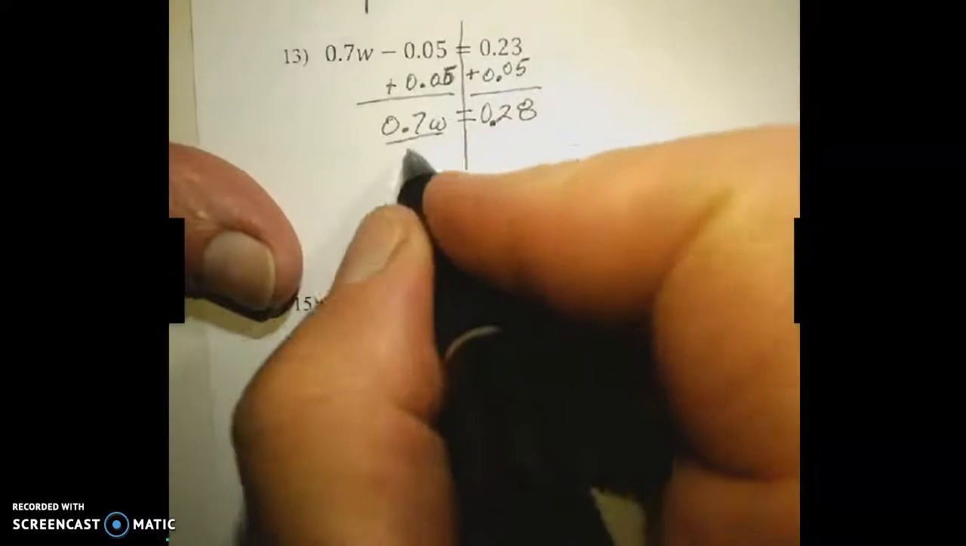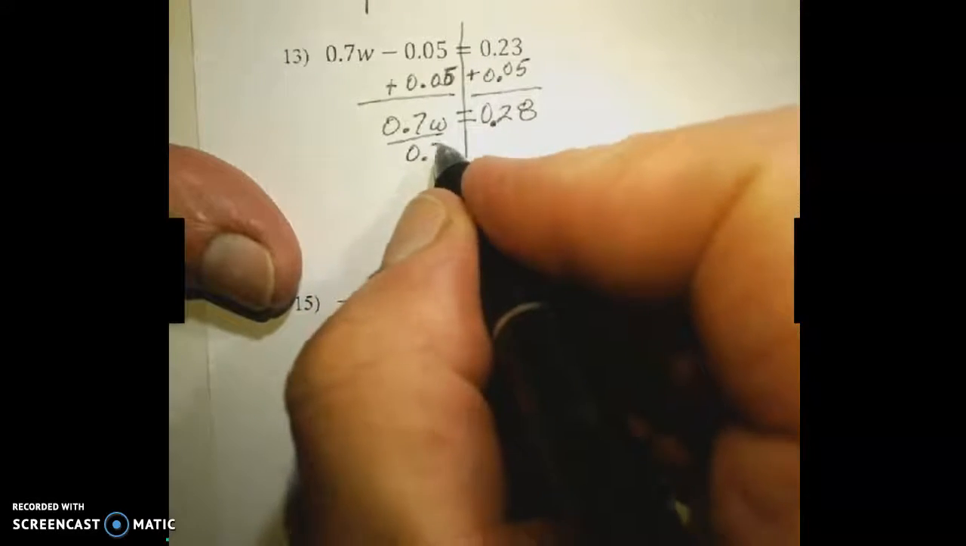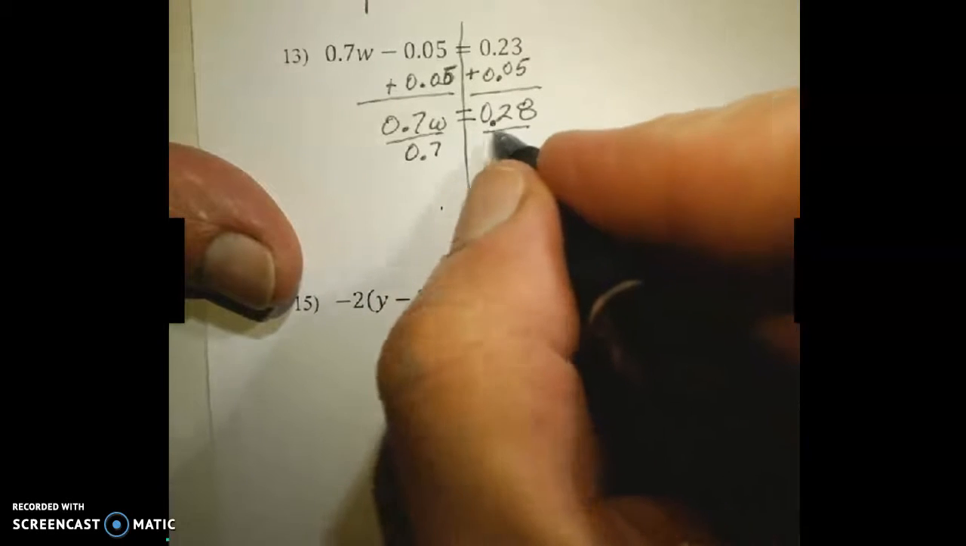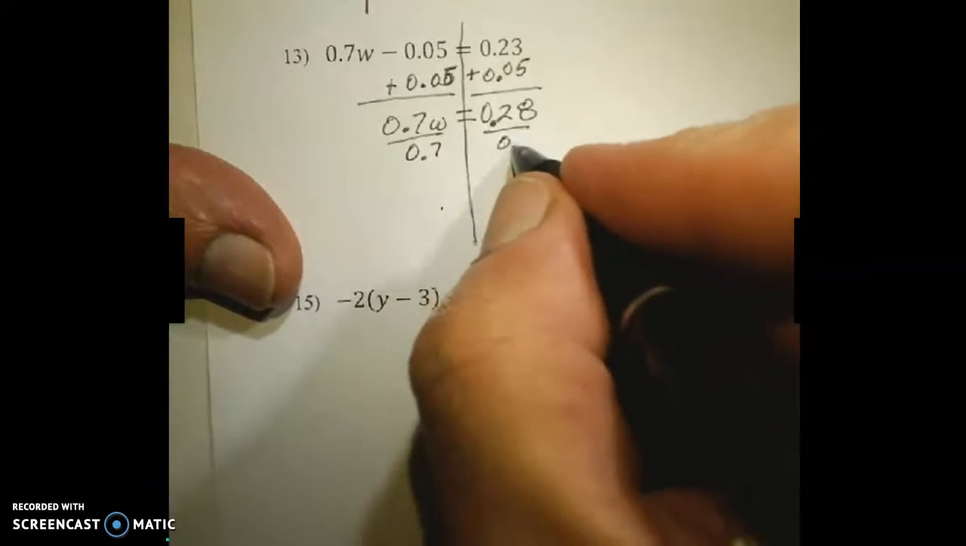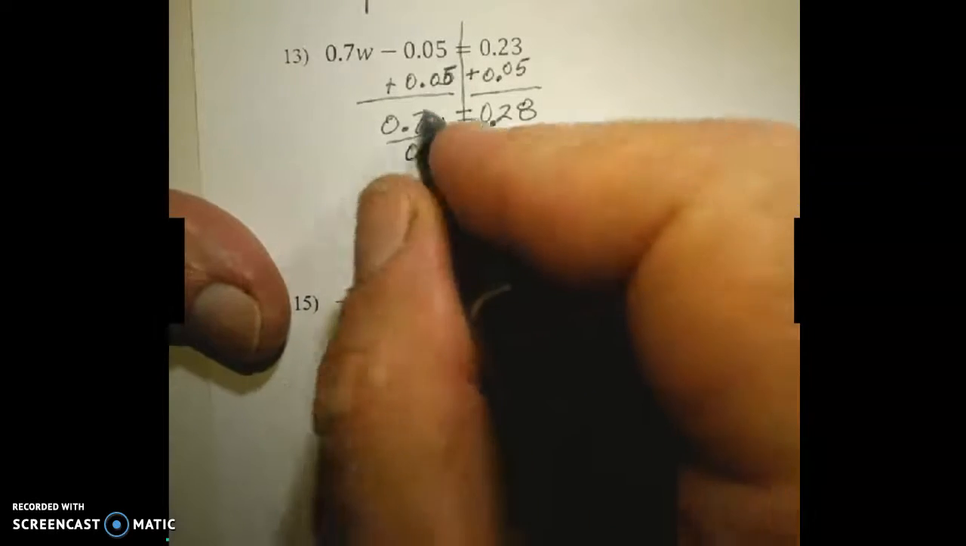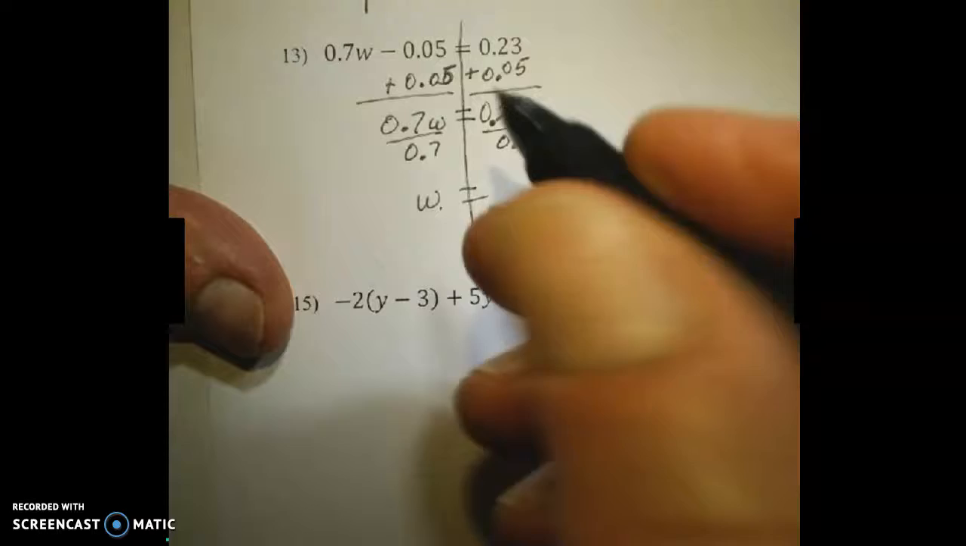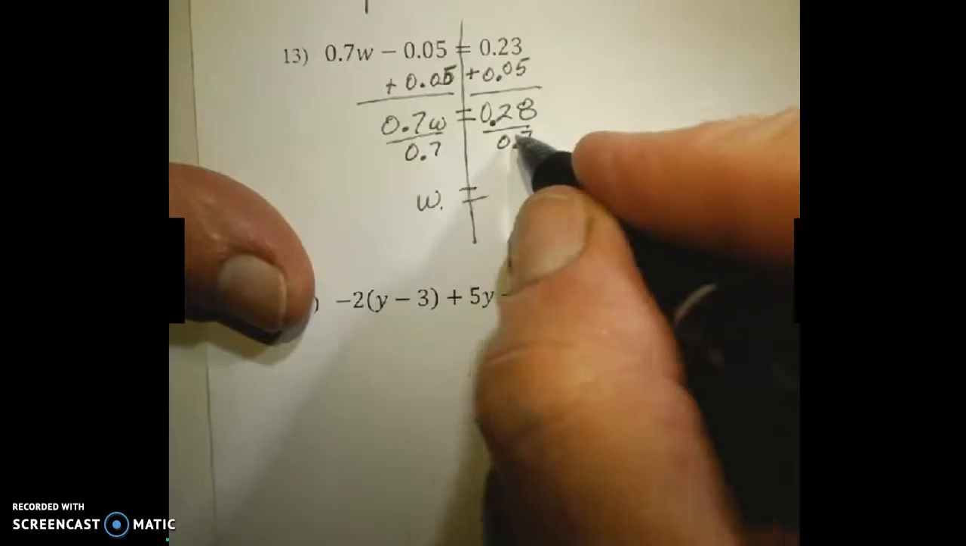Now, the next step, they're multiplying by 7/10, so to undo that, you divide by 7/10. On this side, you do the exact same thing. You put a bar under it to show dividing. Divide by 7/10. On this side, you'll get your w. On this side, your equal sign comes straight down. On this side, you're dividing.